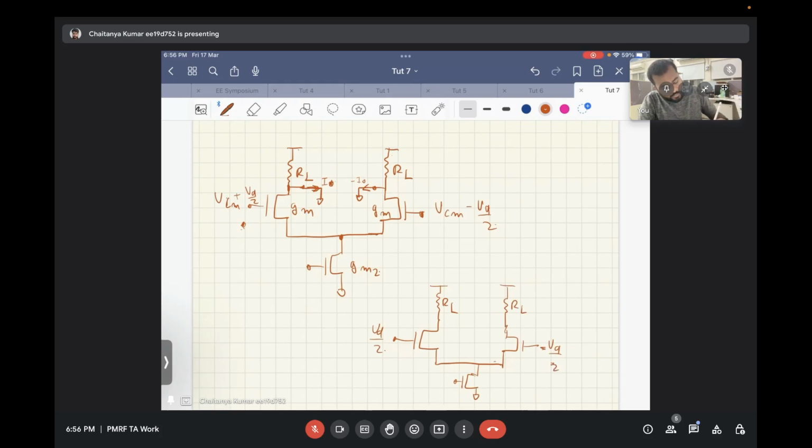There is voltage minus VD by 2 over here. So we will ignore the common mode voltage, as this is a differential circuit, and we are assuming the tail resistance, the output resistance of this transistor, to be infinite. So this resistance can be ignored. So the common mode rejection will be infinite. So we will just focus on the differential aspect.